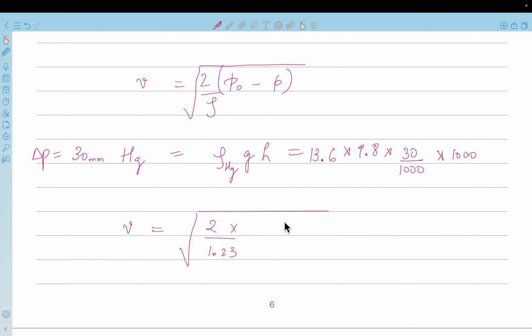Yeah, so what's delta P? Can you repeat? 40 kilopascal. Okay. So you can plug in this 40 into 10 to the power 3, or in fact you can try and plug in a more accurate value and see what is the velocity.